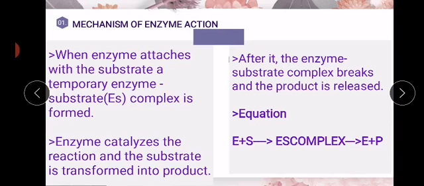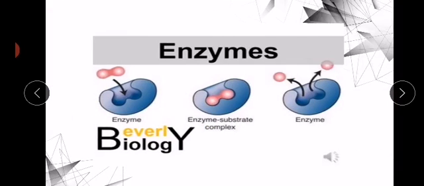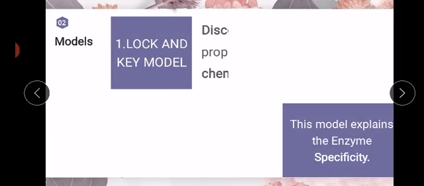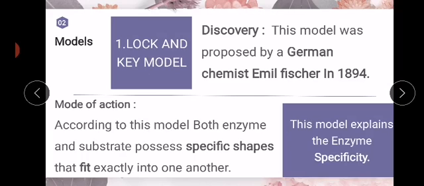There have been different models proposed on the mechanism of enzyme action, which we are going to discuss now. What are those models? Basically, there are two major models which explain the mechanism of enzyme action. Firstly, let's have a look at the first model, which is also known as the lock and key model.